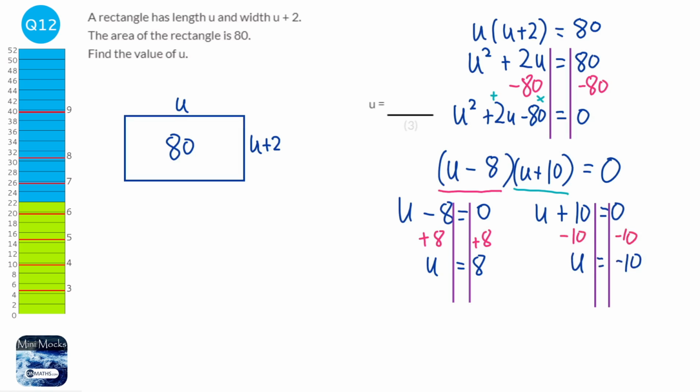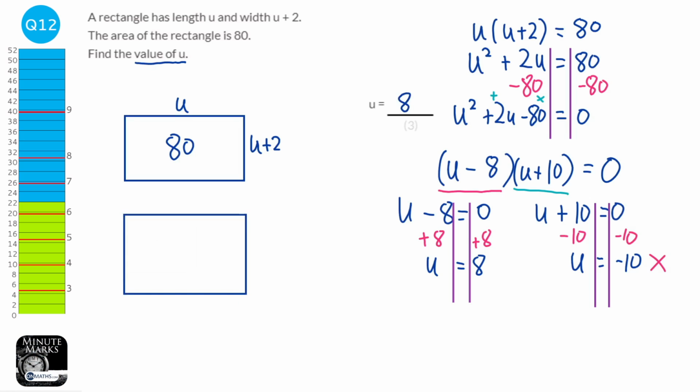Now it might get confusing because it says find the value of u, but a length needs to be positive, so this minus 10 is not the correct answer. Our correct answer will be 8. And we can actually check this, because if I fill in the value of 8, so we can have 8 at the top here, and 8 plus 2, which is 10.